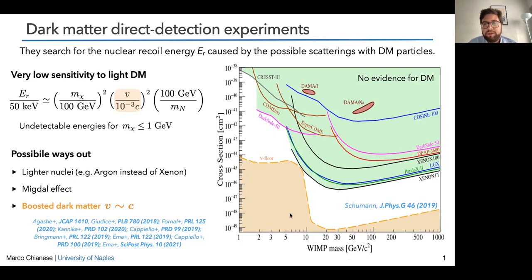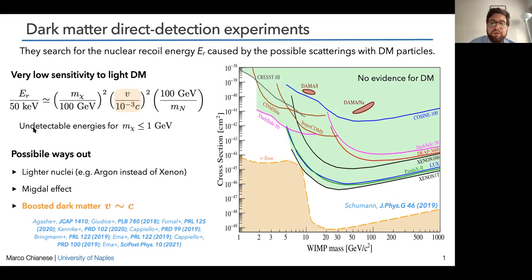So these experiments are very powerful to look for the dark matter particle with a mass larger than 1 GeV, but the constraint become much weaker for lighter sub-GeV dark matter particle because the recoil energy released to the detector becomes very small. And so sub-GeV dark matter particle with a mass smaller than 1 GeV are almost undetectable with direct detection experiment.